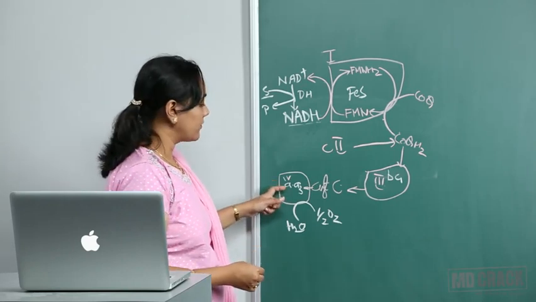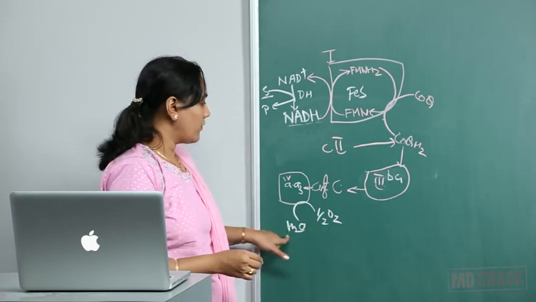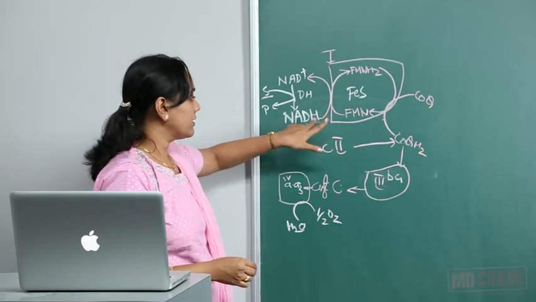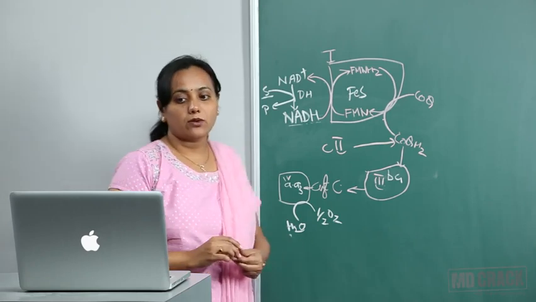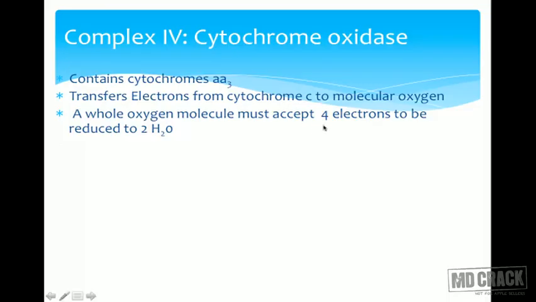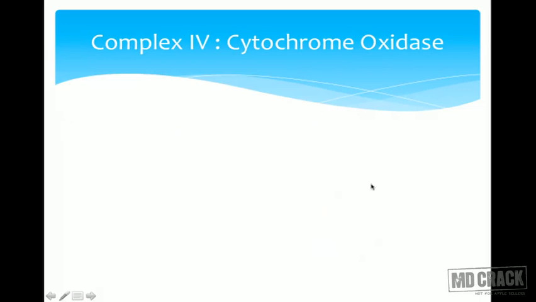I'll talk more about complex 4. It gives the electrons; the final electron acceptor is oxygen, to form water. So we have seen how electrons are transported from NADH to oxygen and finally water is formed. A whole oxygen molecule must accept 4 electrons to be reduced to get 2 molecules of water. That will be the balance between them. So let us look at how it is happening. Cytochrome C gives electrons to cytochrome AA3, and finally to half O2 to form water. So let us know more about this cytochrome oxidase.